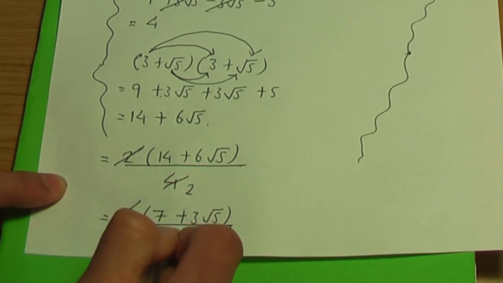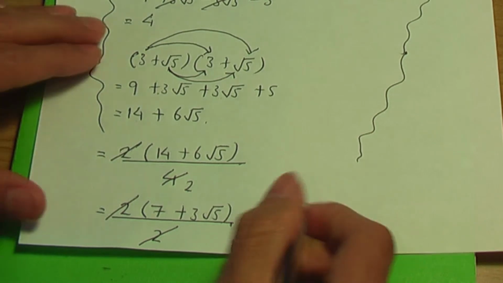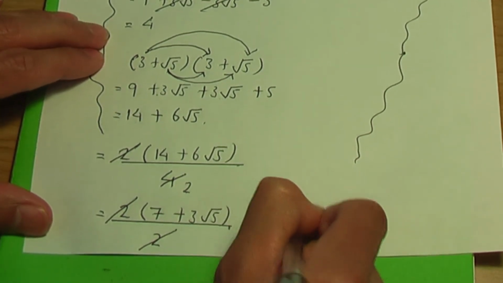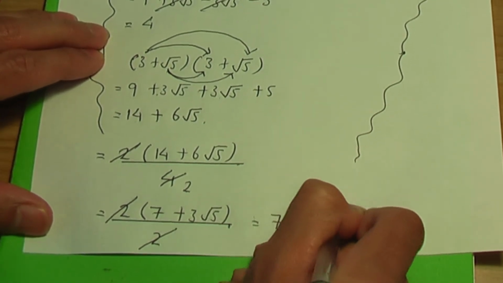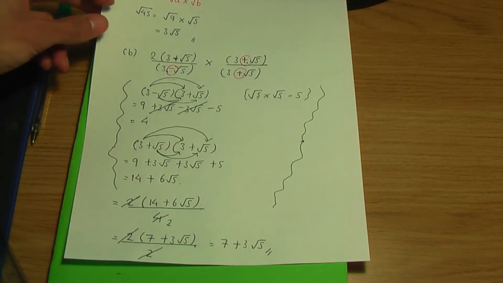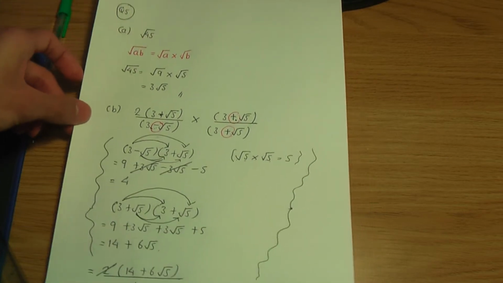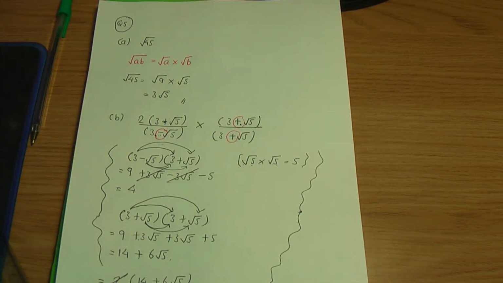And then I can cancel this 2 on top with the 2 below to give me an overall answer of 7 plus 3 root 5. So that is the form that's required from this question, and that completes this part, part B. So that completes part B, and that also completes the question as a whole.